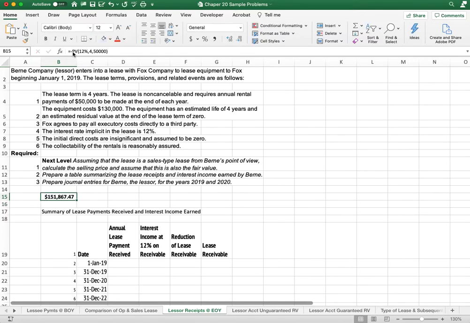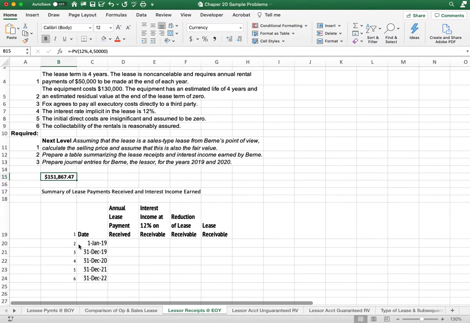And just a reminder that this is giving us a more exact number. If you were to use the present value tables, you might have cents that are off a little bit, and so sometimes that causes issues within Cengage or whatever platform.